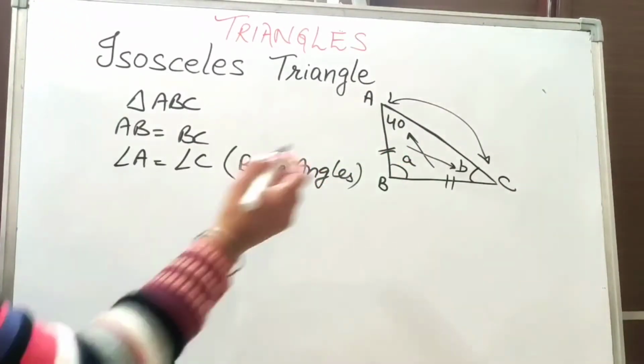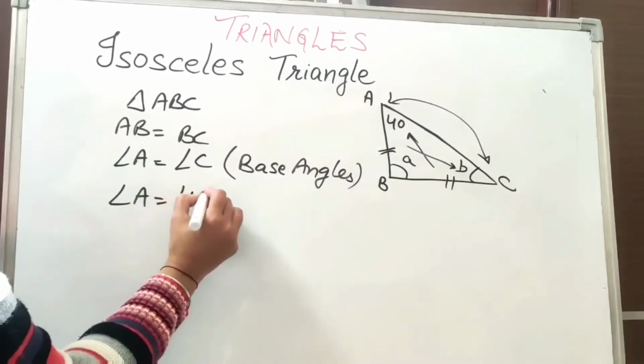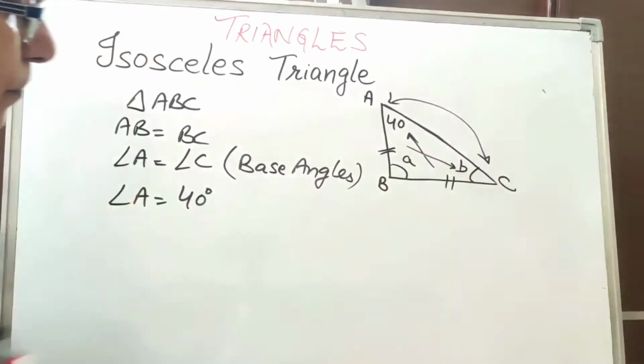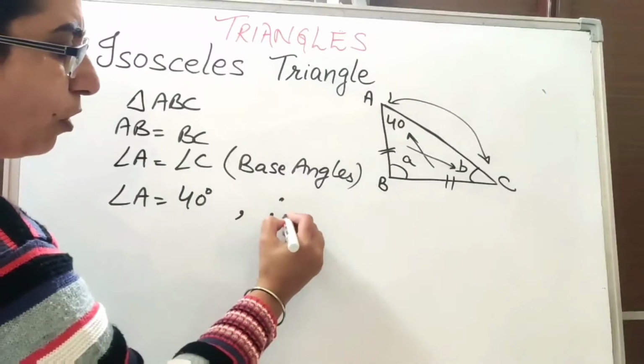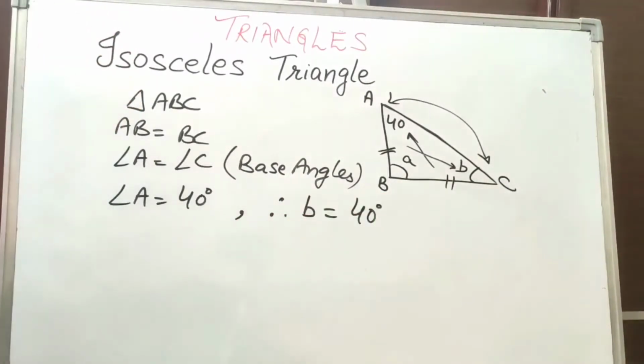Now angle A is already given as 40. Angle A is 40, so angle C is also 40, but angle C is given this letter B. So therefore B is equal to 40.